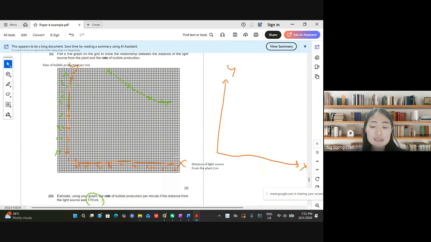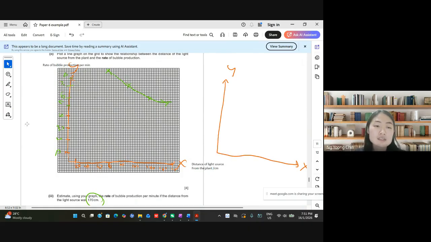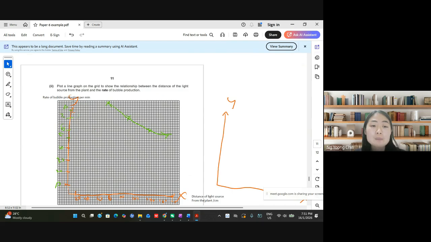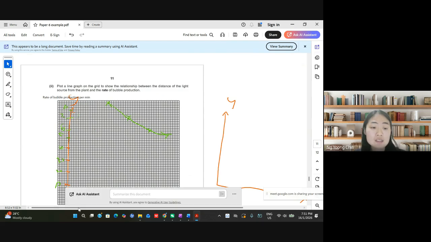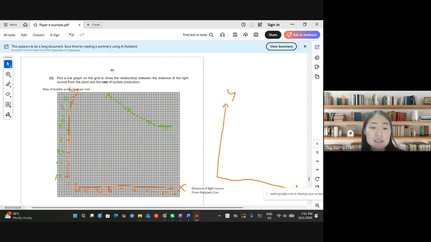So that's why X, which refers to the distance of light source from the plant, needs to be written with the units. Remember to write your unit on the x-axis. Everything you need to include the units. And then this one, rate of bubble production per minute, which is the y-axis. Also, you put the scale 10, 20, 30, 40.